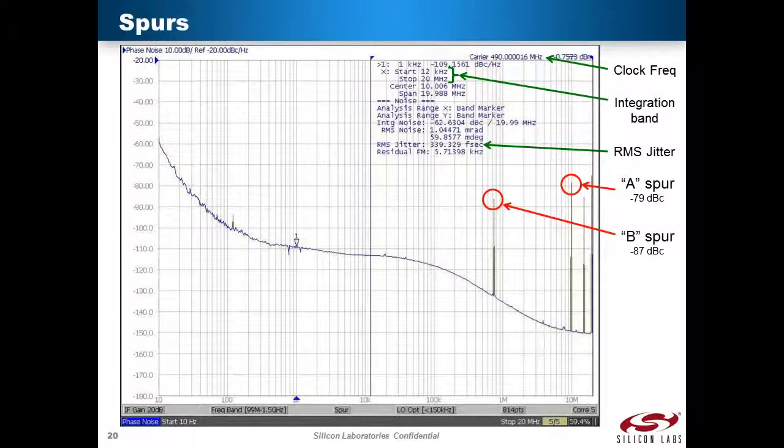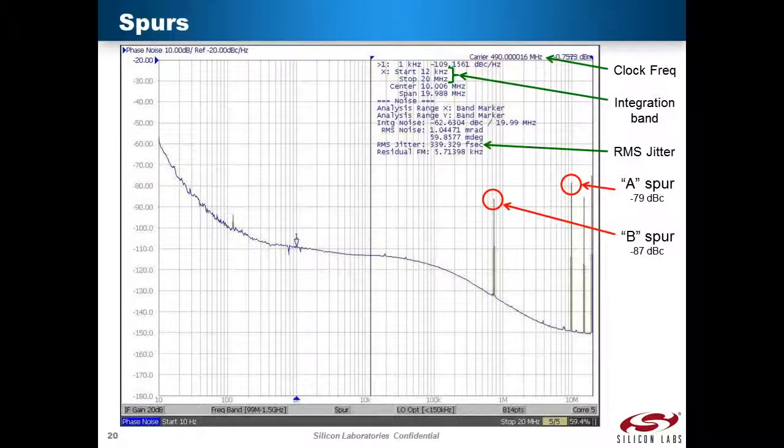Note that in this plot, the phase noise is being integrated over the offset range of 12 kHz to 20 MHz. The total RMS jitter reported by the test equipment over this offset range is about 339.2 femtoseconds. The RMS jitter number includes both random noise jitter and the jitter due to the spurs.